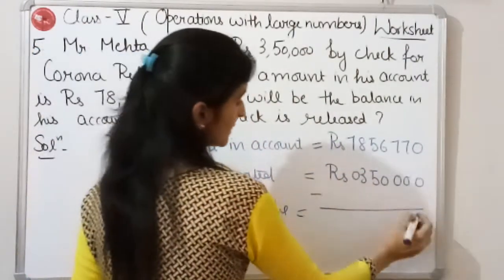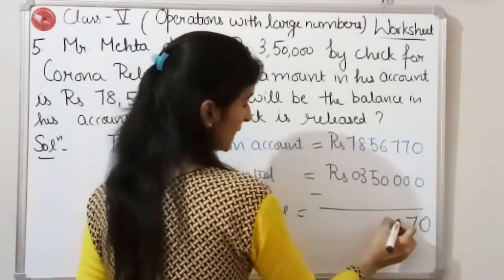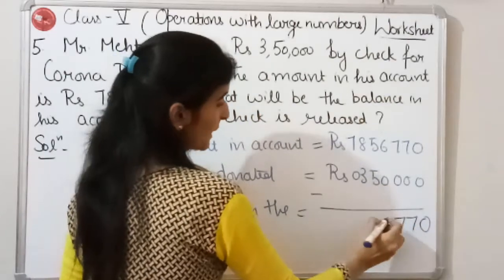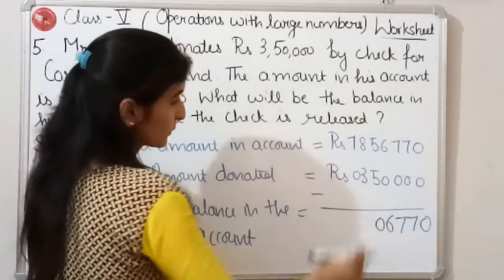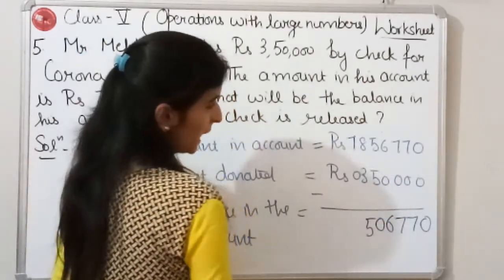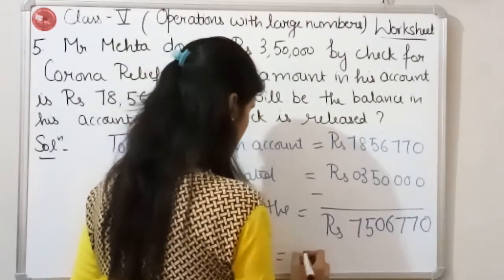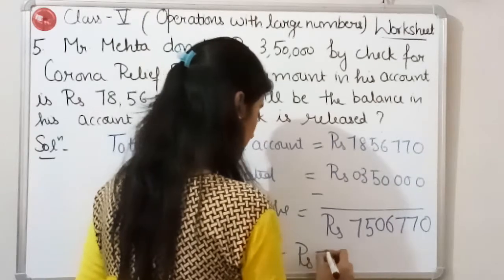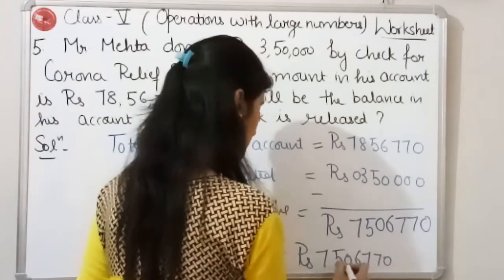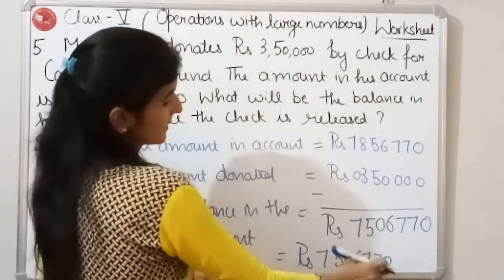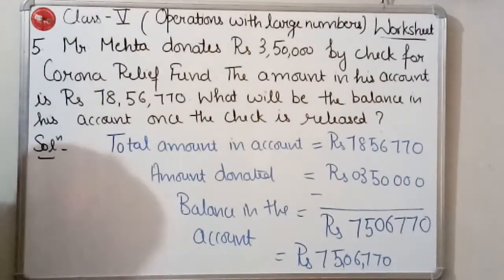Okay, now 0 minus 0 is 0. 7 minus 0 is 7. Again 7 minus 0 is 7. 6 minus 0 is 6. 5 minus 5 is 0. 8 minus 3 is 5. 7 minus 0 is 7. So the amount left, the balance left will be, yes, balance left will be 75,06,770. Okay, so this was the solution of question number 5.